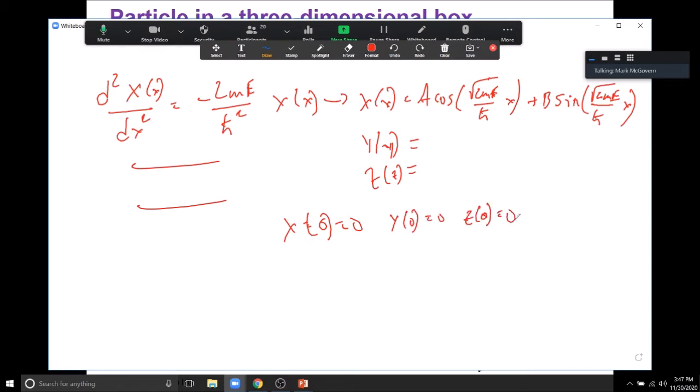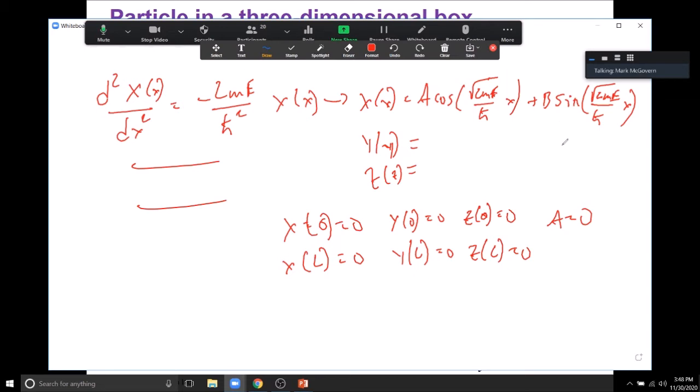And what that means is A is 0 for all the cases. You need to have A equal 0 in order for the wave function to be 0, because normally cosine is 1 at 0. And then we have the condition that at L, which is the dimension of the box, we need to be at 0. But when we do that, all we have is B left.